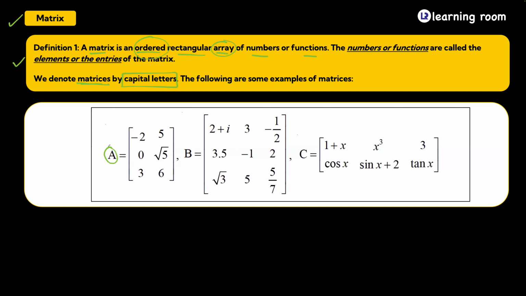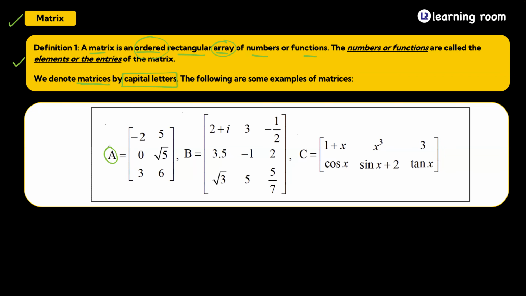So how many rows do you have? 1, 2, 3. Horizontals are called rows and verticals are called columns. So how many rows do we have? 3. And columns? If you take B, it has 2 plus i, which is a complex number, then 3 minus half, 3.5, minus 1, 2, √3, 5, 5 by 7. So it's a combination of irrational, rational and complex numbers, basically real and complex numbers. So B has 3 rows and 3 columns.